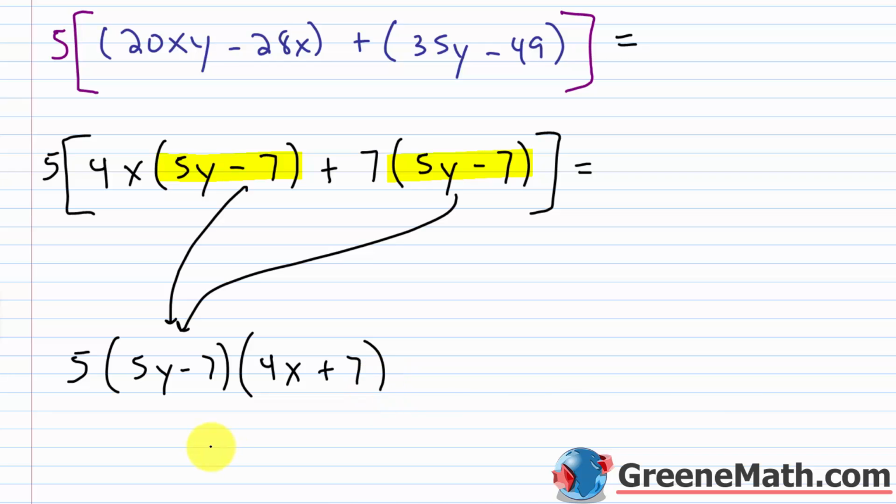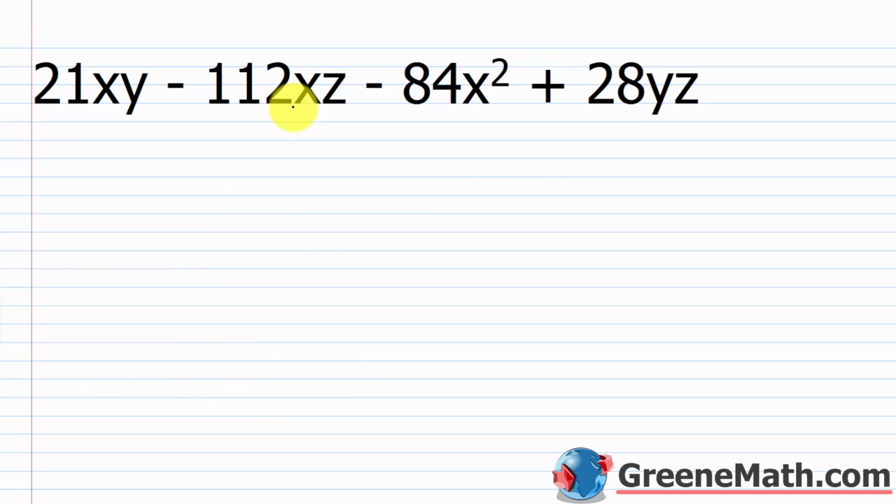Okay, so we factored our polynomial as 5 times the quantity 5y minus 7 times the quantity 4x plus 7. All right, let's go ahead and take a look at one more problem. Pretty easy concept overall, just something we need a lot of practice with. So if we have 21xy minus 112xz minus 84x squared plus 28yz, think about what's common to everything before you even start. Can I pull anything out?